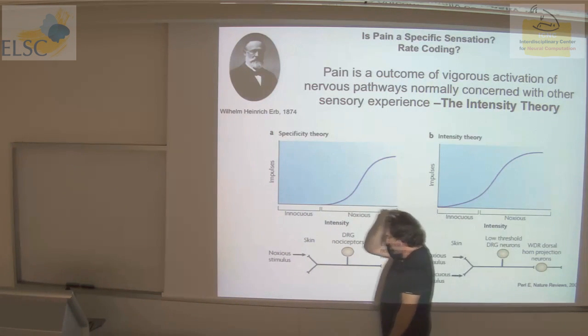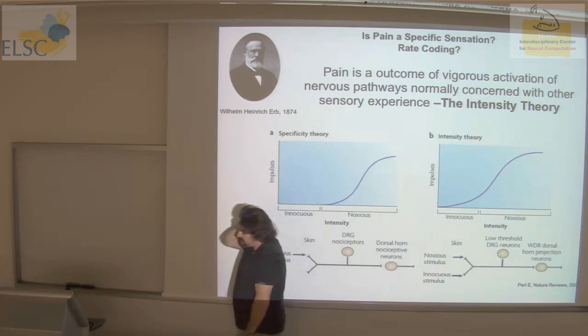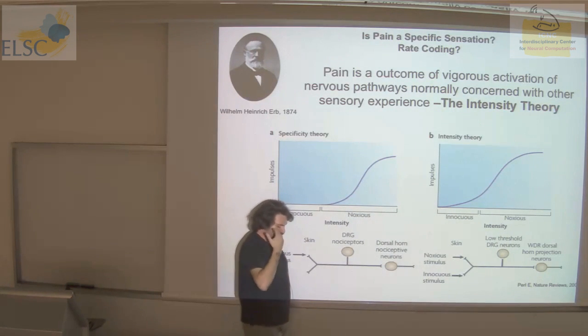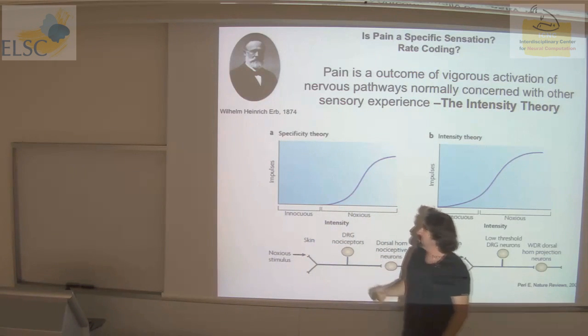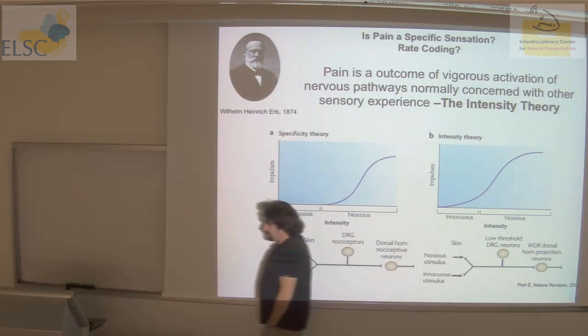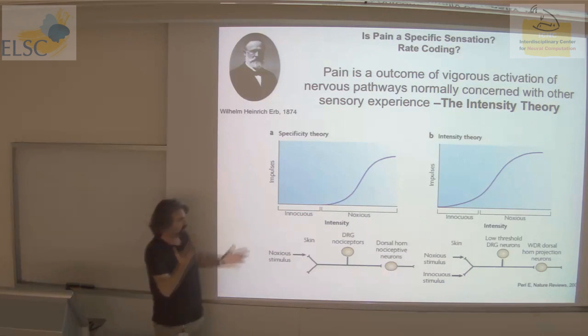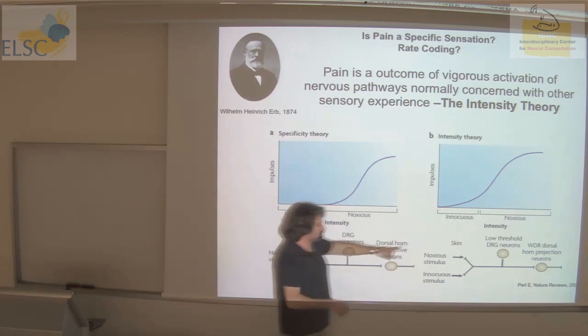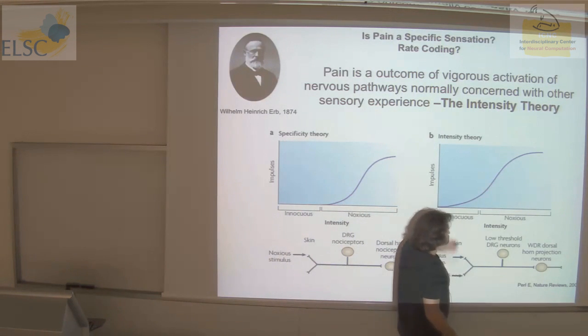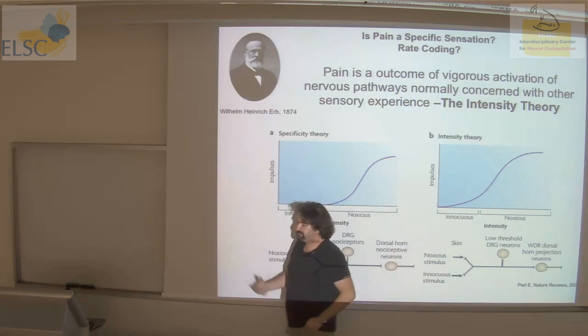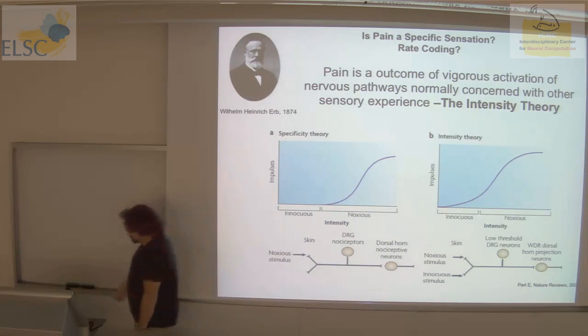That's why an additional explanation was provided, and it was thought that maybe pain is coded as a rate, as a frequency, basically. So the theory by Erb, who claimed that there is no specific pathway for pain. There is a common pathway for innocuous and noxious stimuli, and the higher the rate, it would be perceived as pain. Lower rate, we perceive it as not painful sensation.